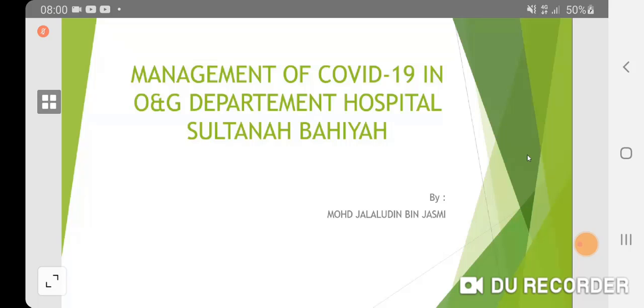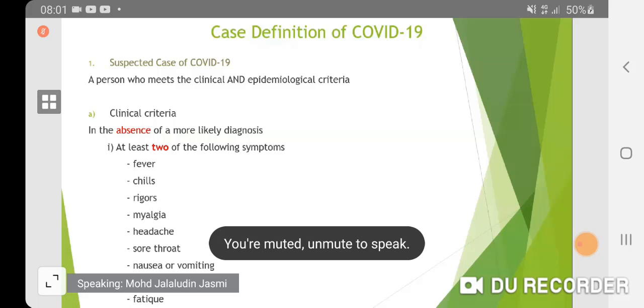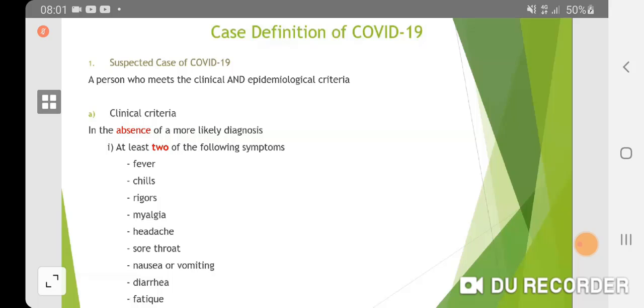Today I would like to present regarding the management of COVID-19 in the O&G department in our hospital. First of all, we go to the case definition of COVID-19. Regarding the case definition, I divided it into 4 categories. The first one is suspected case of COVID-19, which is a person who meets the clinical and epidemiological criteria.